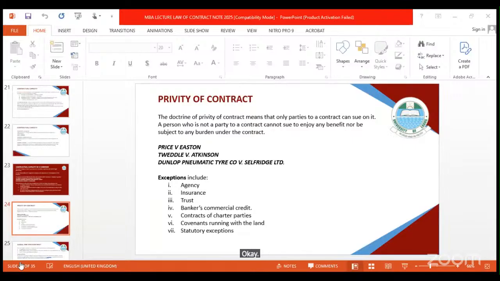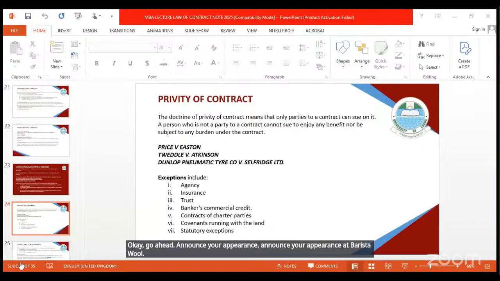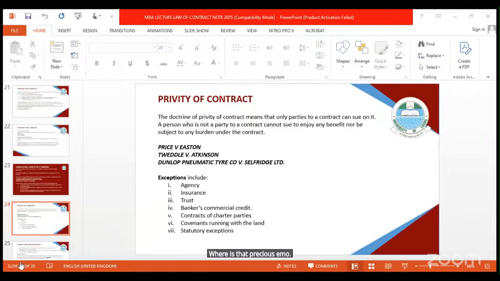Okay, so the background to the case. Announce your appearance. Barrister who? Barrister Precious Imo. Okay, that's fine. Let's hear you now.